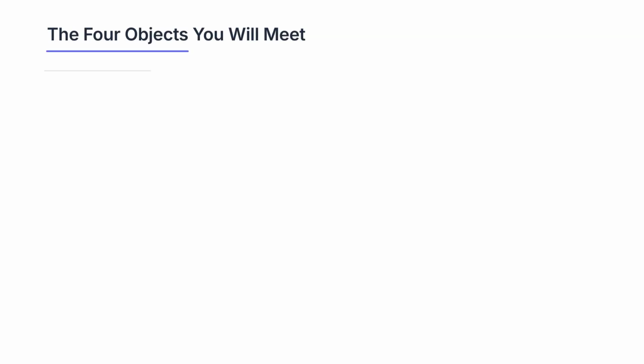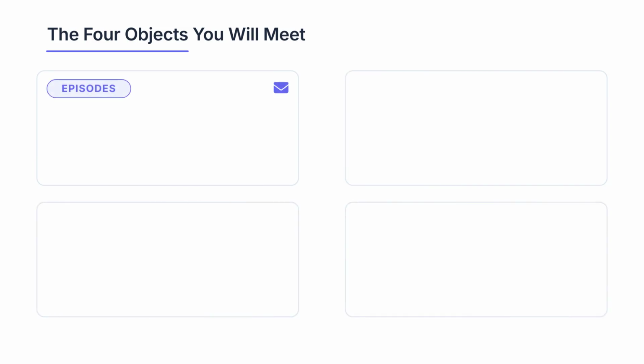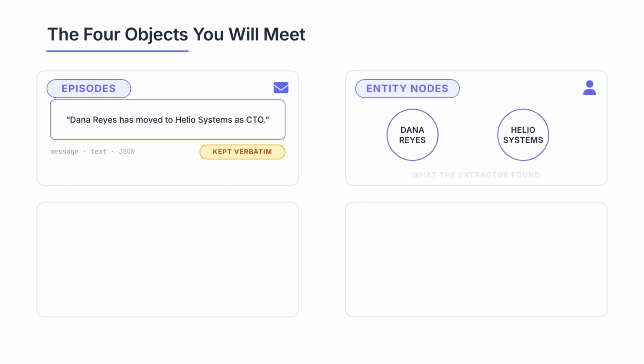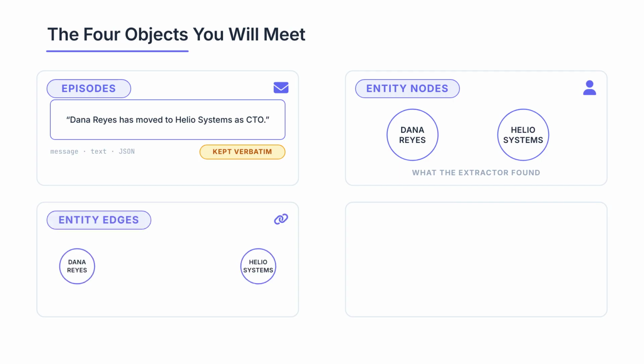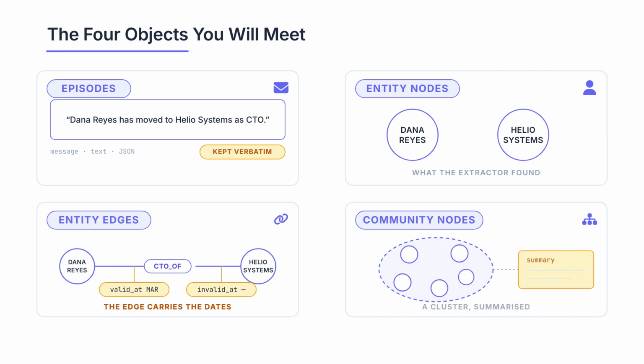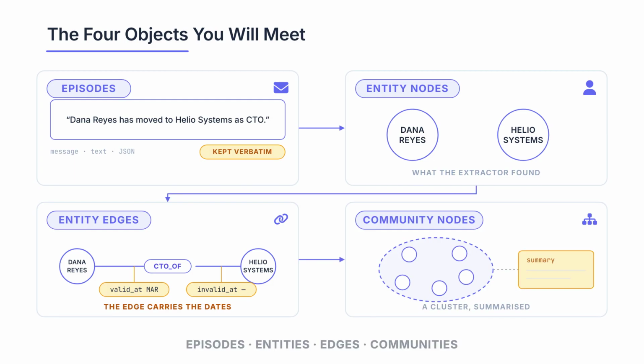4 object types. Learn only these and you can read the whole library. An episode is a raw unit of input, a message, a blob of text, or a JSON document, kept verbatim. An entity node is a thing the extractor found, a person, a company. An entity edge is a fact connecting 2 of them, and crucially, it is the edge that carries the dates. And a community node is a cluster of tightly linked entities with a summary. Episodes, entities, edges, communities.